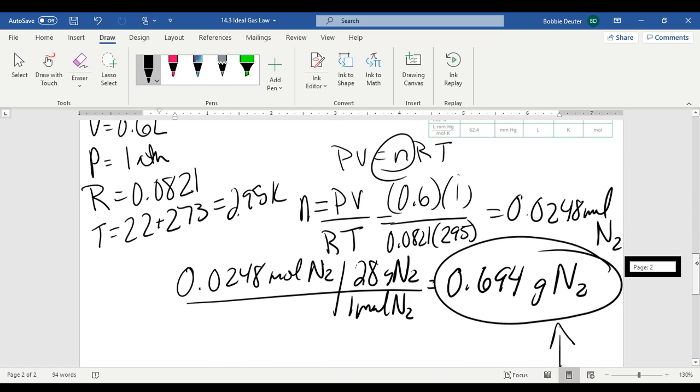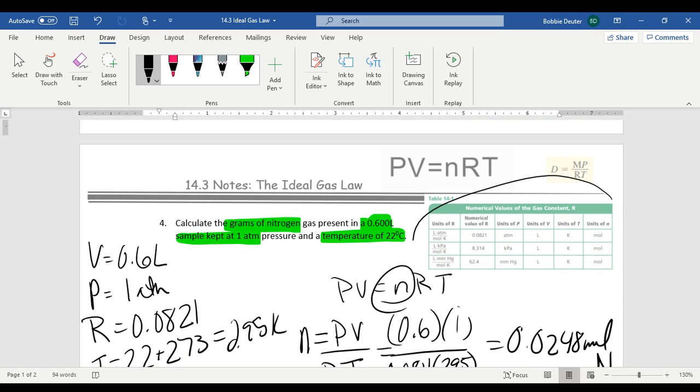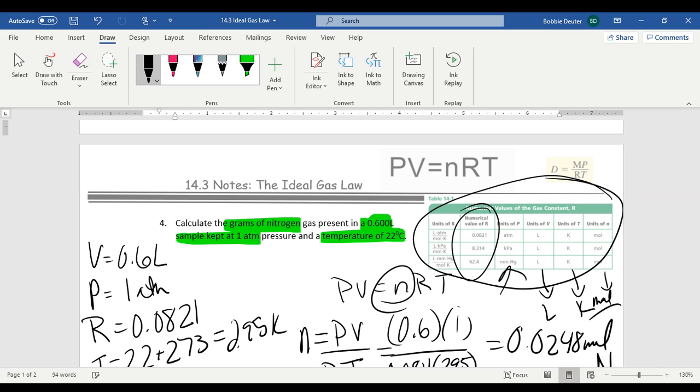So, big reminder, this table is super important for solving because this numeric value changes based on pressure. Volume must stay in liters, temperature must stay in Kelvin, and molar mass stays in moles. Thanks, and that's the ideal gas law.